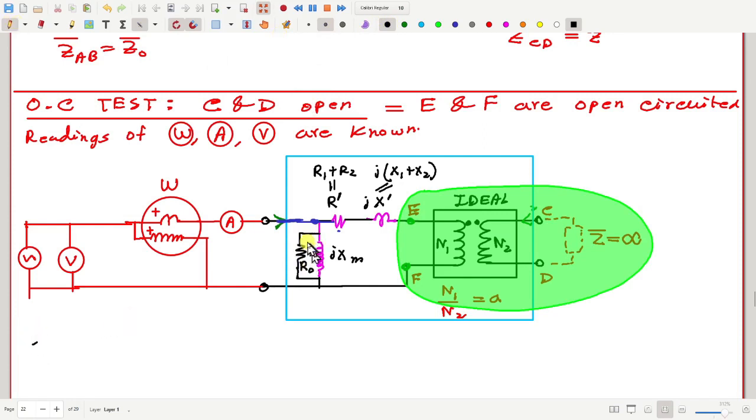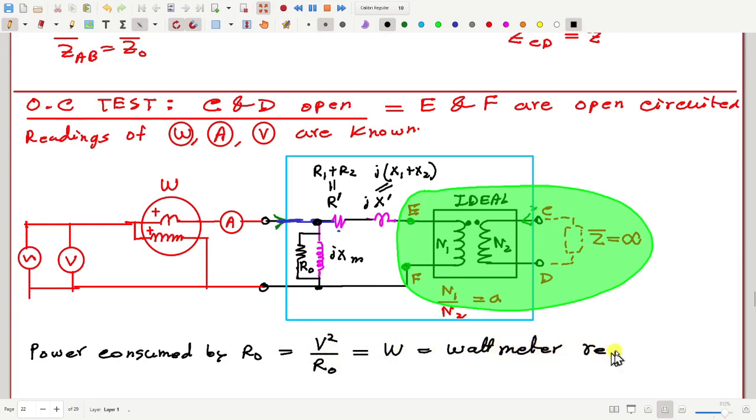It is consumed by the resistance R0. And how much is the power consumed by R0? How much is the voltage across this resistance? That is V, the reading of the voltmeter or the supply voltage. So I can write, power consumed by R naught is equal to V square by R naught, and that is equal to W, the wattmeter reading.